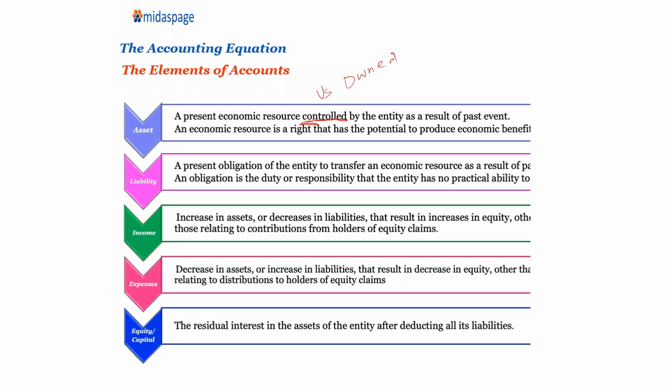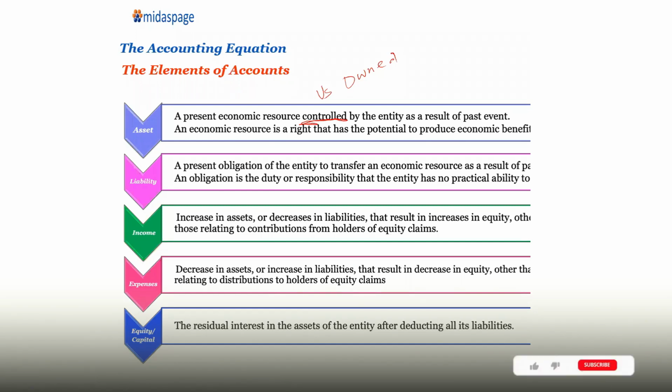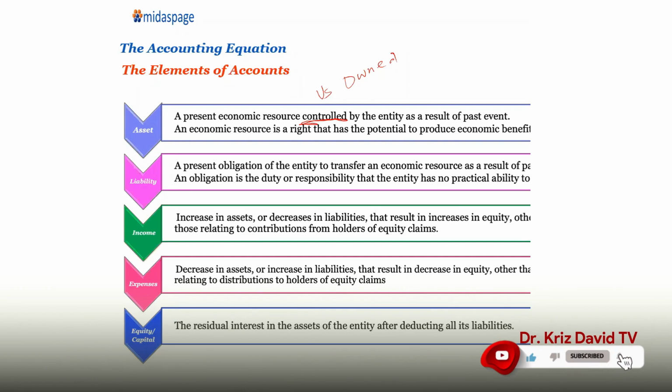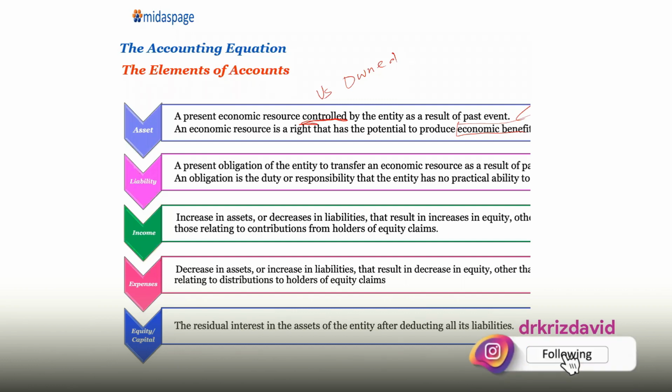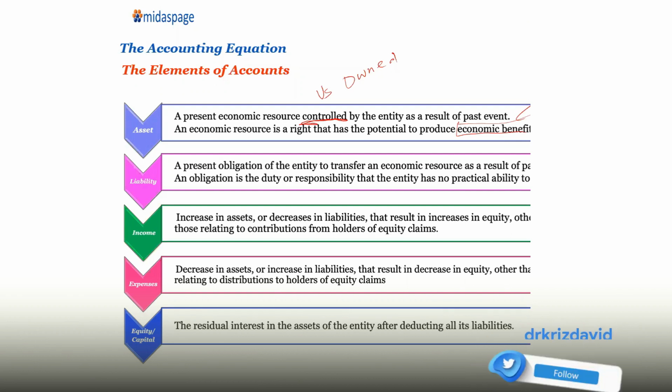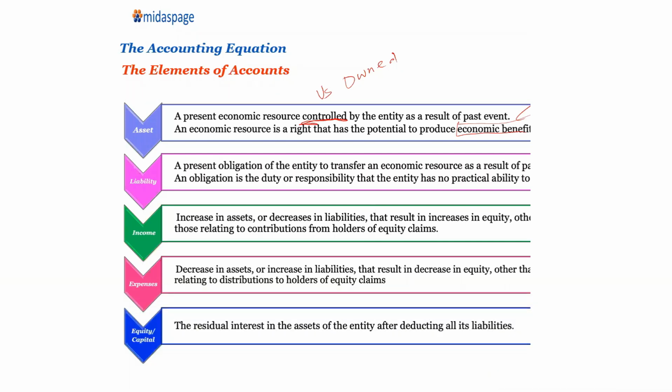So we said, what is an economic resource? We said an economic resource is the right that has the potential to produce economic benefit. Economic benefit here simply means money. You have a right that you can use, and that right can enable you to generate money. So once you have that right, and you are controlling that right, then it is equal to an asset.